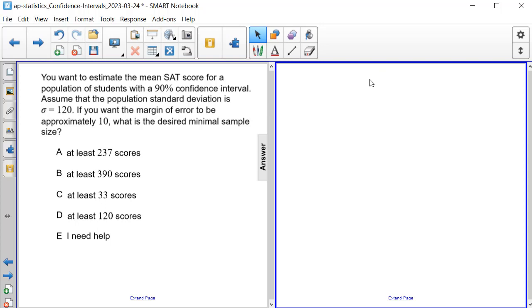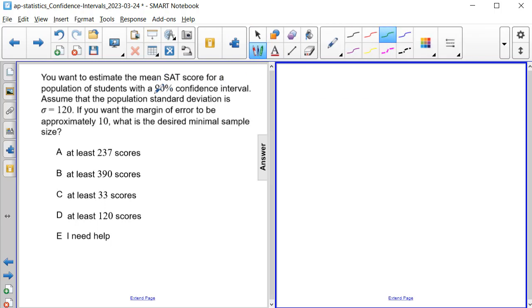You want to estimate the mean SAT score for a population of students with a 90% confidence interval. Assume that the population standard deviation is lowercase sigma, which is equal to 120. If you want the margin of error to be approximately 10, what is the desired minimal sample size?